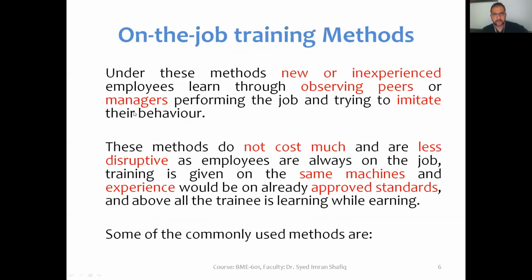So we'll discuss them one by one. On the job training methods: under these methods, new and inexperienced employees learn through observing peers or managers performing the job and trying to imitate their behavior. In on the job training, the main focus is new and inexperienced employees. They watch and observe their seniors, their managers, and their colleagues, how they perform their job, and they try to imitate or duplicate that behavior.